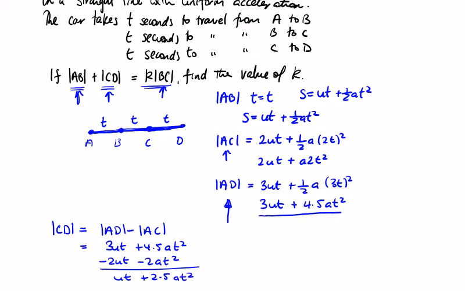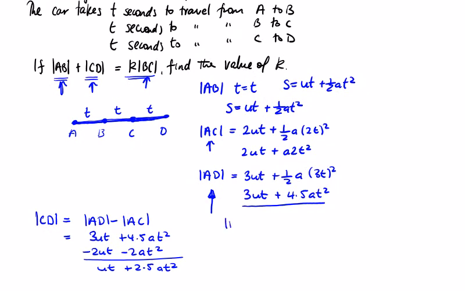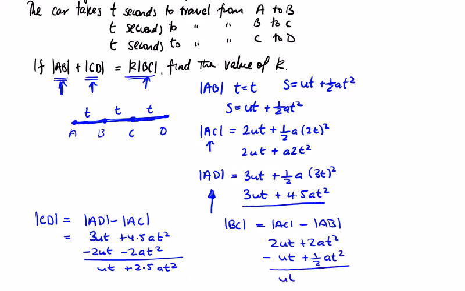That's CD. We have AB, so now we're looking for BC. BC is AC minus AB. AC is 2ut plus 2at squared, and we're taking away ut plus a half at squared. It's going to leave me with ut plus 1.5 at squared.